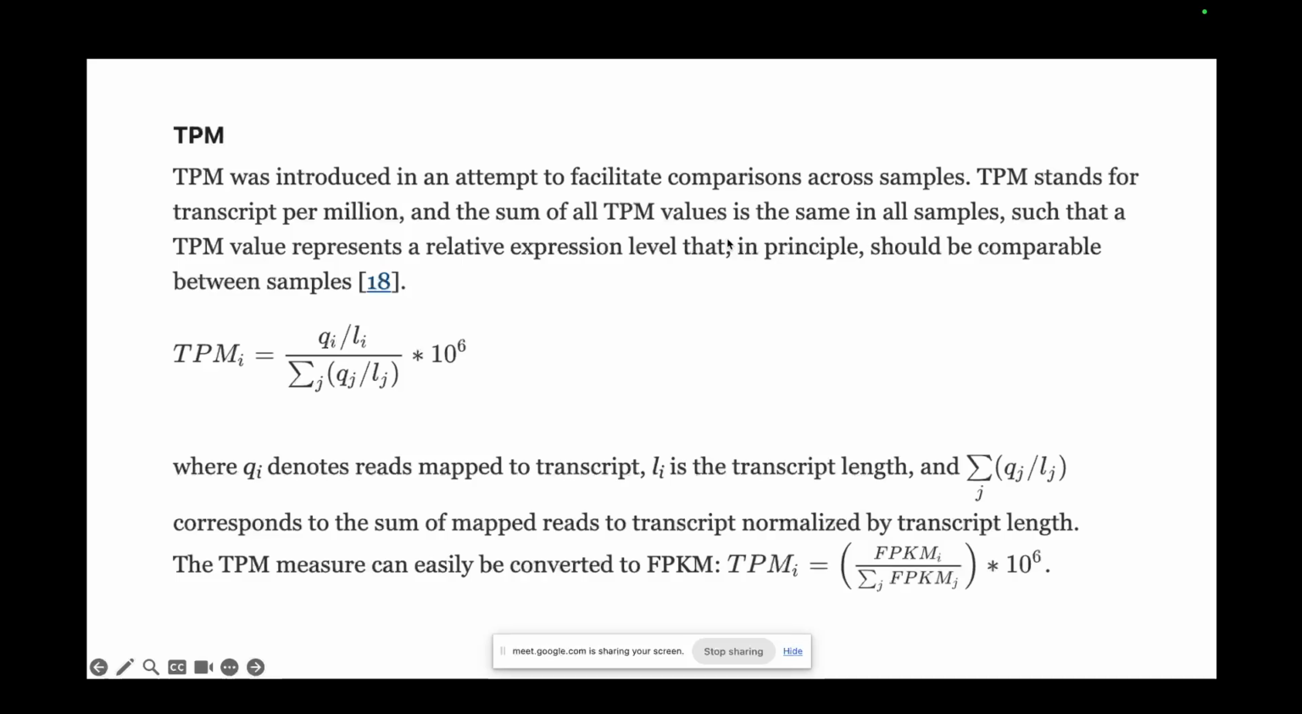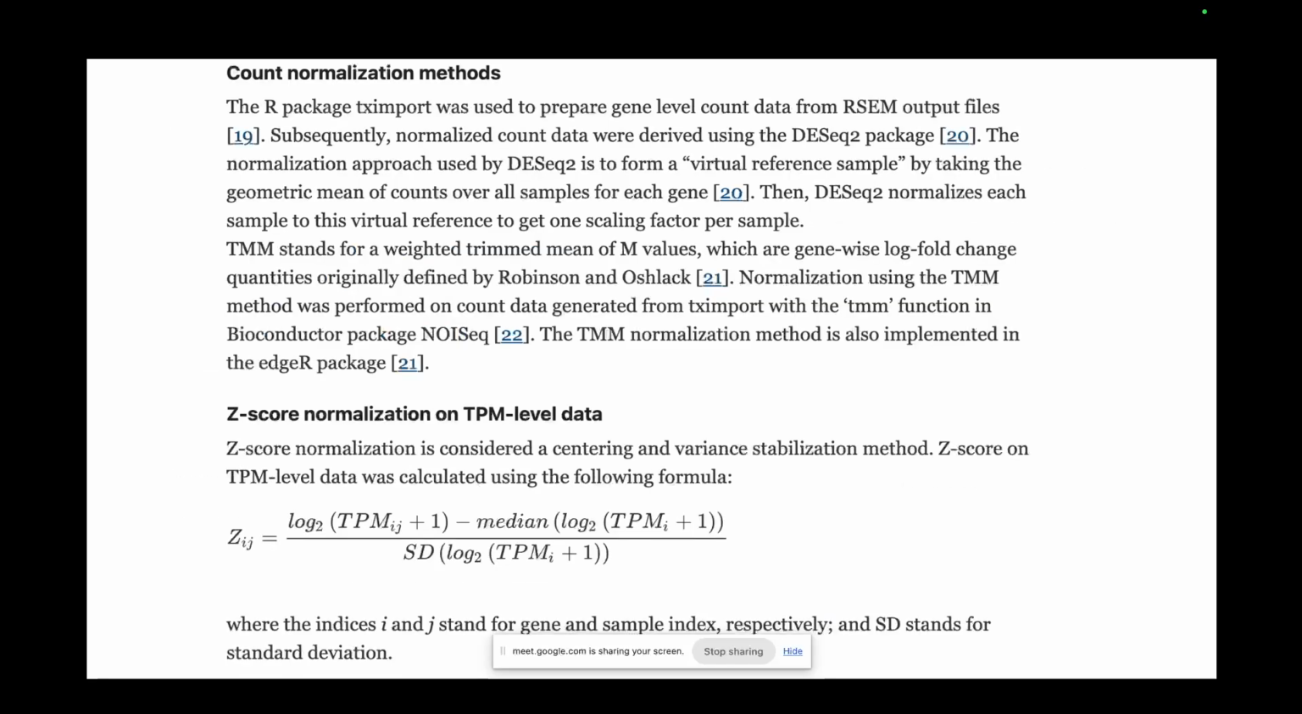So this is another one, in addition to RPKM and FPKM. This is transcripts per million, where the sum of all TPM values is the same in all samples, such that a TPM value represents a relative expression level that in principle should be comparable between samples. So that is transcripts per million, also a value that is used to compare across different samples. Other than that, there are other count normalization methods. This is one of them, an R package called tximport.